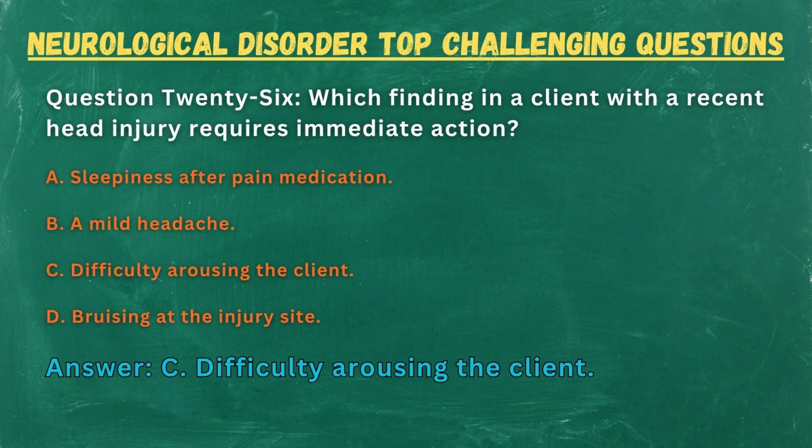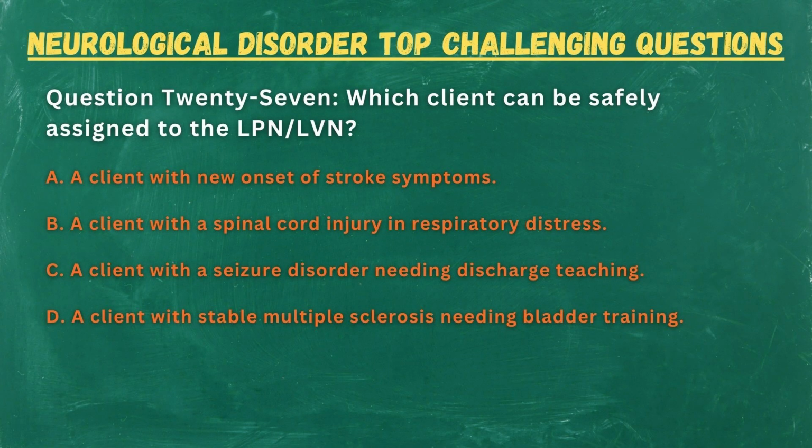Answer: C. Difficulty arousing the client. Question 27. Which client can be safely assigned to the LPN/LVN? A. A client with new onset of stroke symptoms. B. A client with a spinal cord injury in respiratory distress. C. A client with a seizure disorder needing discharge teaching. D. A client with stable multiple sclerosis needing bladder training.